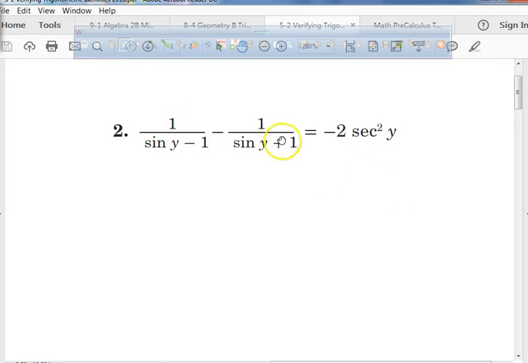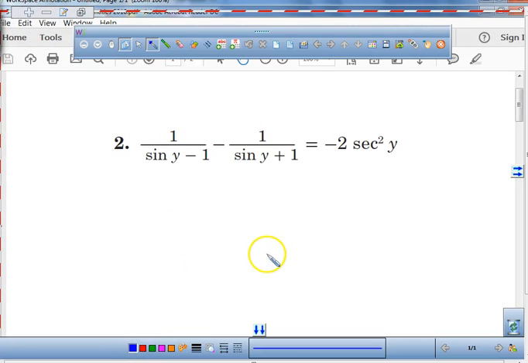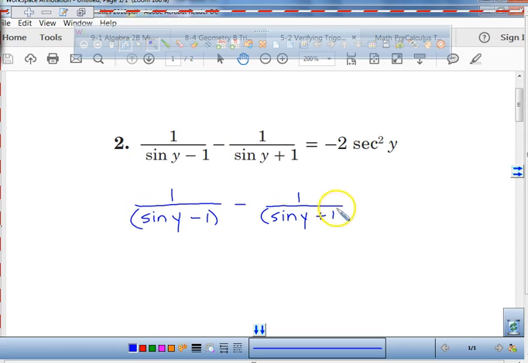Now, by the way, these two things are rational expressions. They're fractions, okay? And whenever you're adding fractions together, what do you have to have? Common denominators is correct. So we're going to do 1 over the sine of y minus 1 minus 1 over the sine of y. Got it. It's a plus 1. What do you notice about these two denominators? This denominator is a little bit different than this denominator.